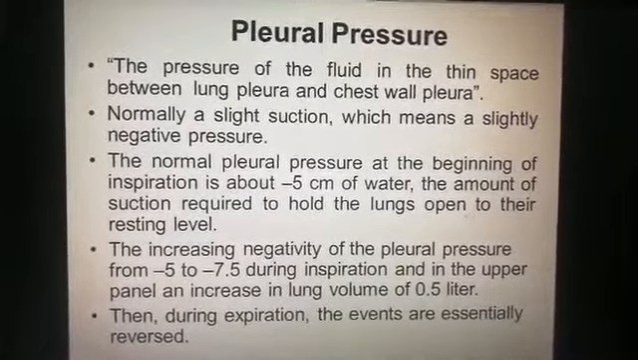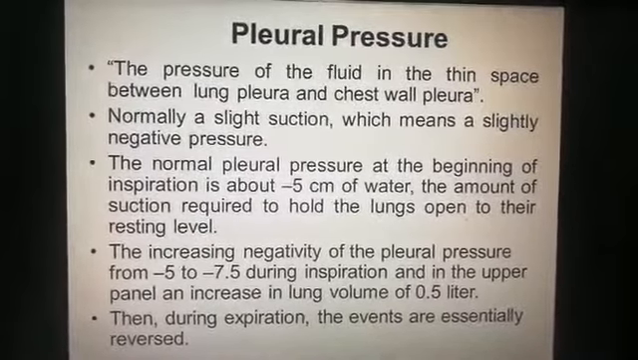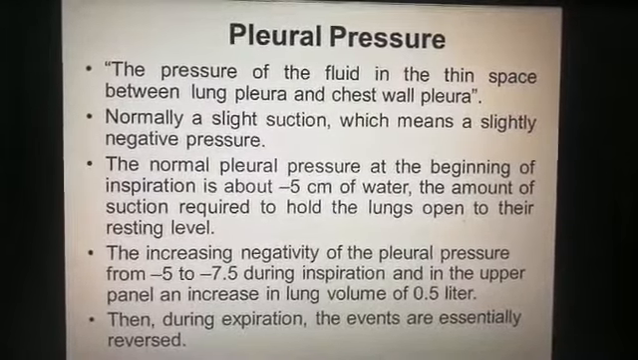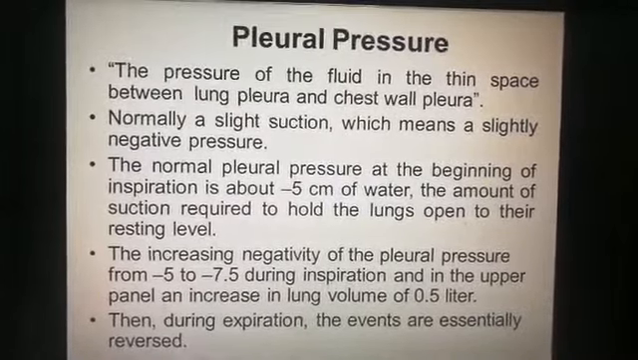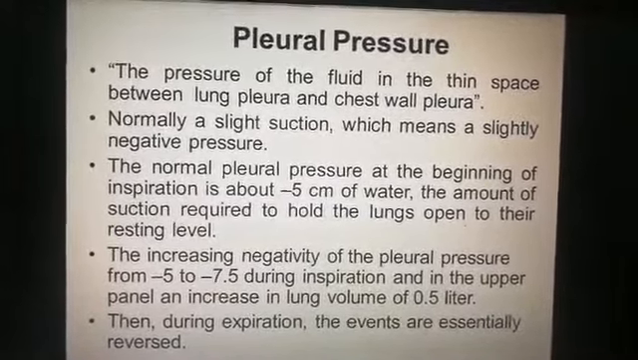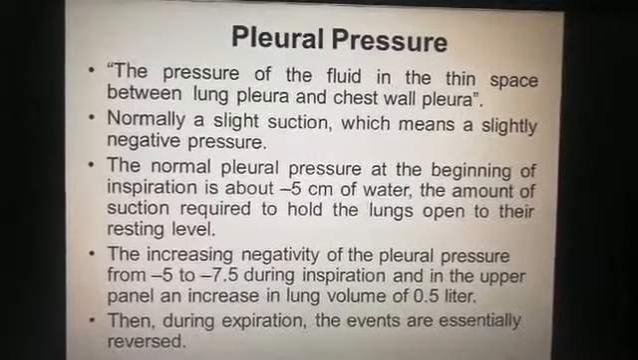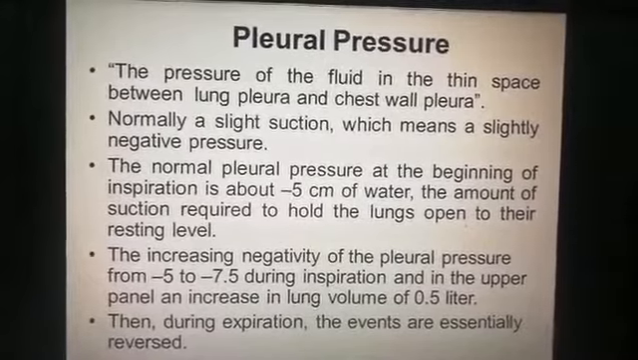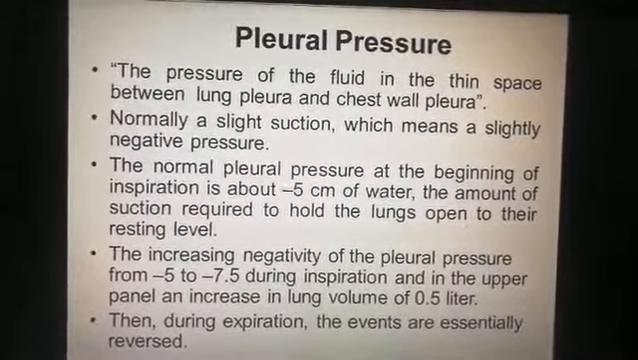Normally it is a slight suction, which means slightly negative. The normal pleural pressure at the beginning of inspiration is about minus 5 centimeters of water, the amount of suction required to hold the lungs open to their resting level. The pleural pressure becomes more negative, from minus 5 to minus 7.5, during inspiration, and in the upper panel there is an increase in lung volume of 0.5 liter, that is the tidal volume.